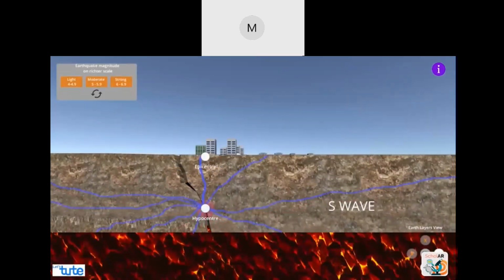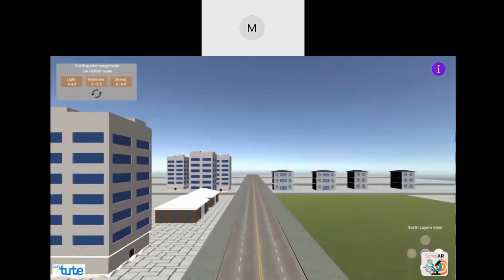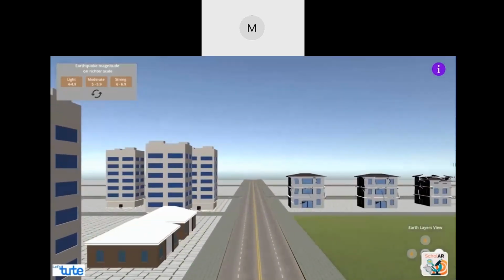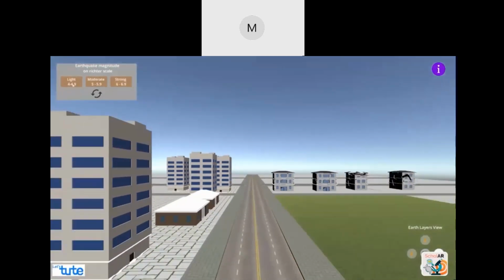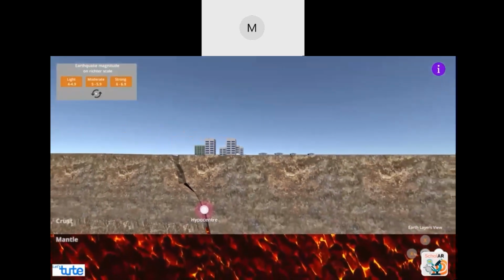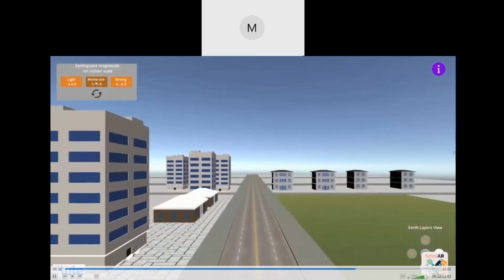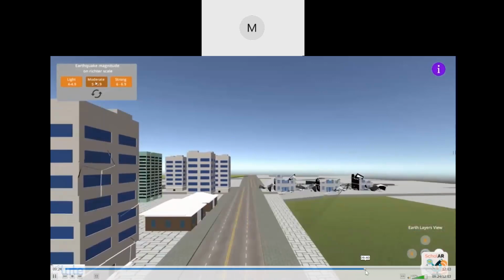We can see that an earthquake of this magnitude, between 4 and 4.9, causes damage to nearby small houses, but the buildings are okay. Let's see what happens when the magnitude is between 5 to 5.9. Let's reset and then hit the button. Whoa, that's quite some damage.